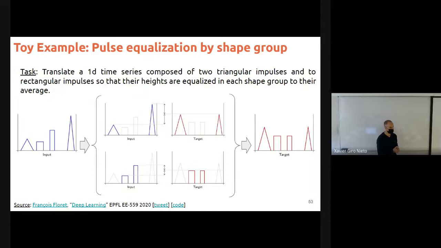Let's look at a simple example here, in which we want to train a new network that, given a sequence of triangular and square pulses, should equalize, so average their heights. If in the input we have this sequence, and there are triangles, it should average the two heights of the triangles. If there are squares, it should average the heights of the squares. So for this input, we would expect this total output, this average.